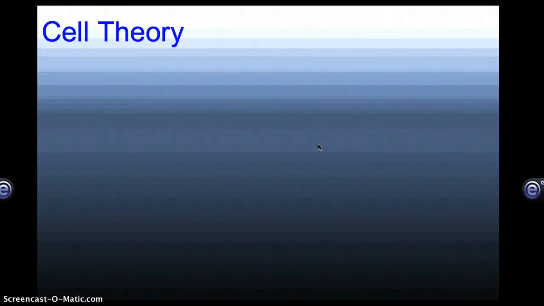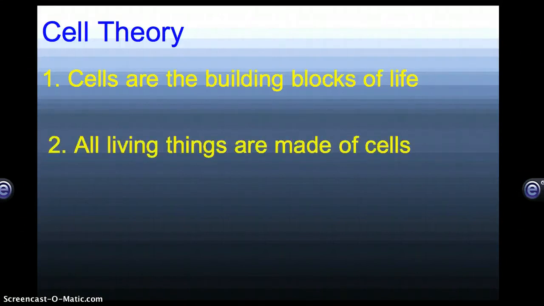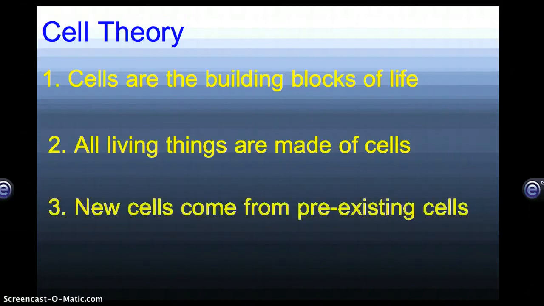Cell theory is three components that you need to know. The first one is that cells are the building blocks of life. The second one is that all living things are made of cells. And number three, new cells come from pre-existing cells.